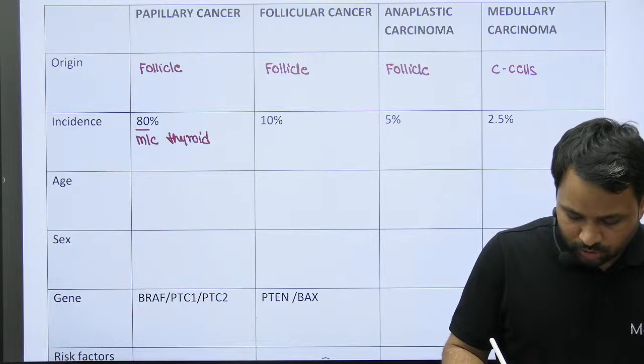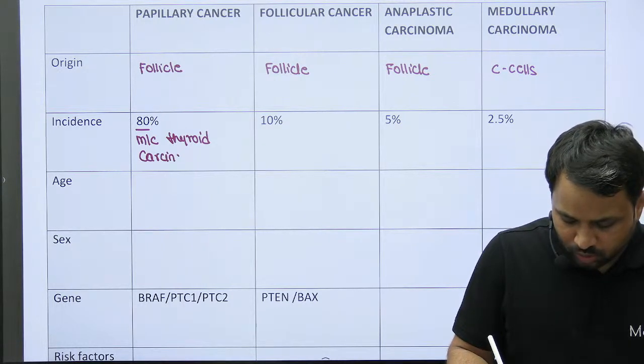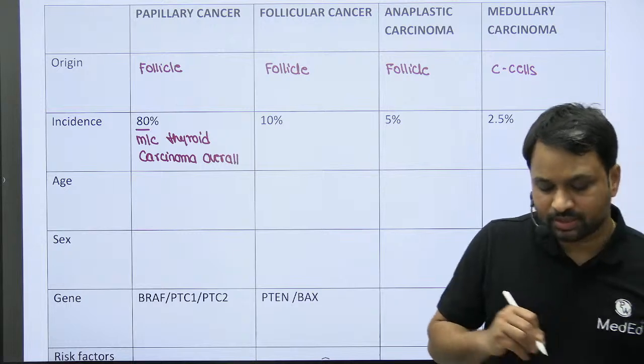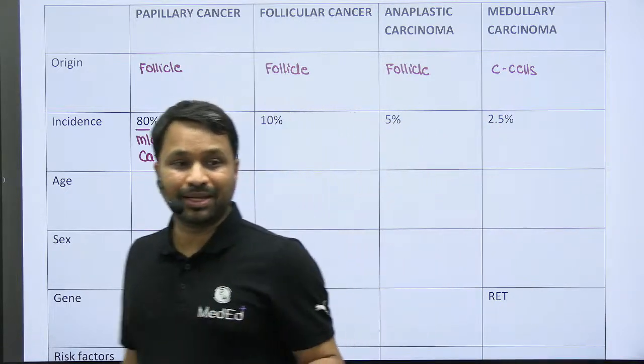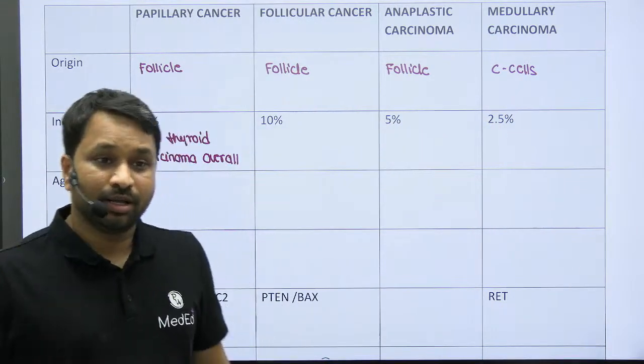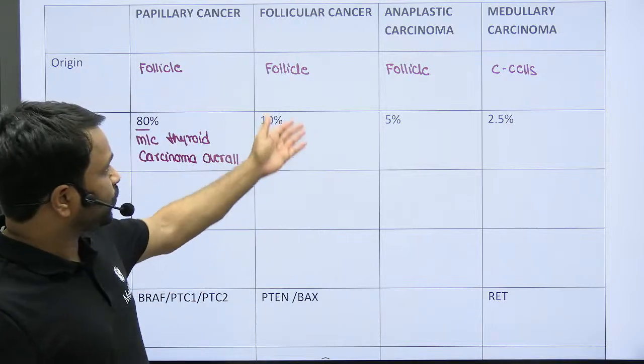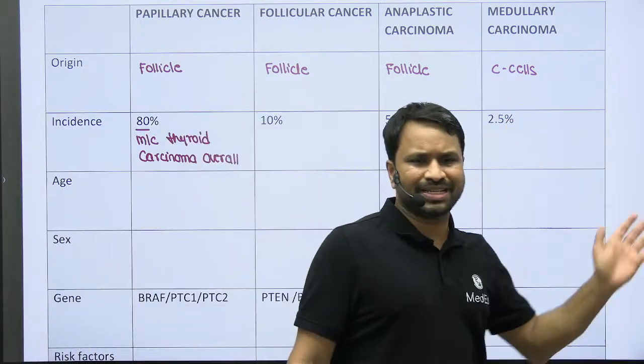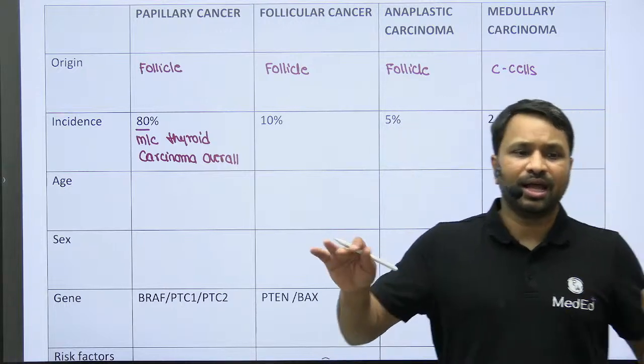Now, by incidence, the most common thyroid carcinoma overall is your papillary cancer thyroid. The next one is your follicular, of course, then you have anaplastic, then you have medullary, and the thyroid lymphoma is also 2.5% only. So basically the thyroid lymphomas and medullary cancer thyroid have equal incidence.